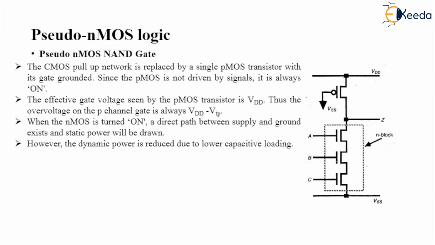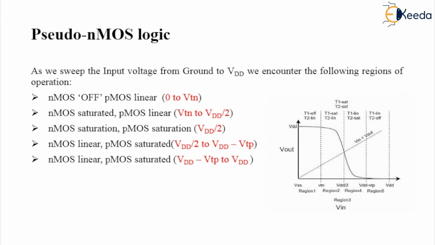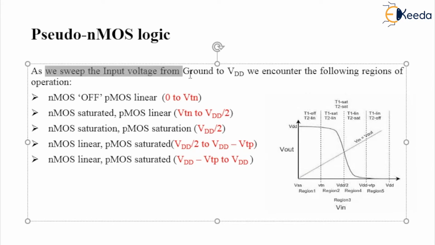If you go through the overview of this pseudo NMOS logic, this is the resultant waveform between V input and V output. We are going to study the characteristics between V input and V out. Now I am going to sweep the input voltage from ground potential to VDD. Sweeping means I am going to change the input voltage from 0 level to VDD in some steps.